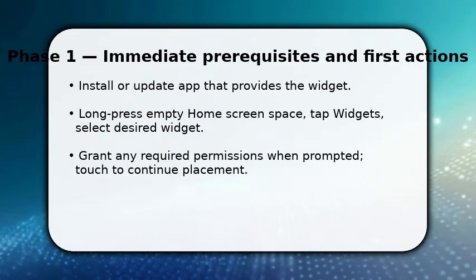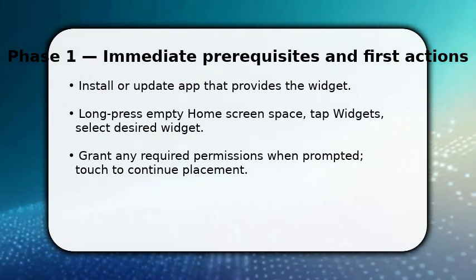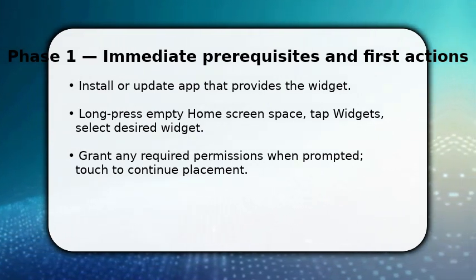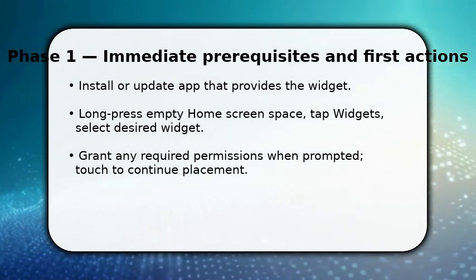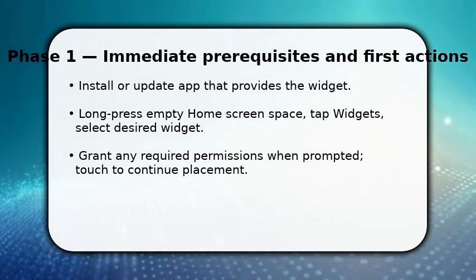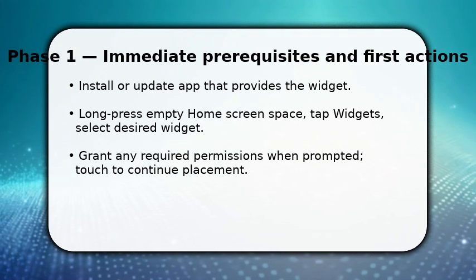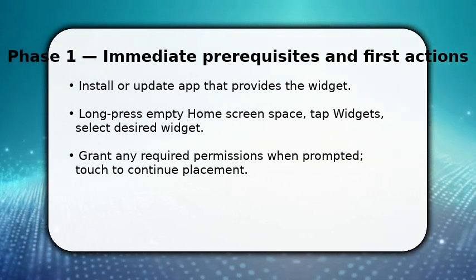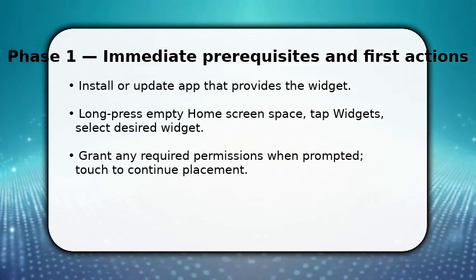You start by confirming the app is installed and updated. This avoids compatibility issues. Once done, long press an empty area on your home screen, tap Widgets, then pick the widget you want. You drag it to a free spot and release to place. Make sure to accept any permission prompts. Without them, the widget cannot show data. You're already in action. This first sequence gets the widget visible and ready for the next configuration steps.